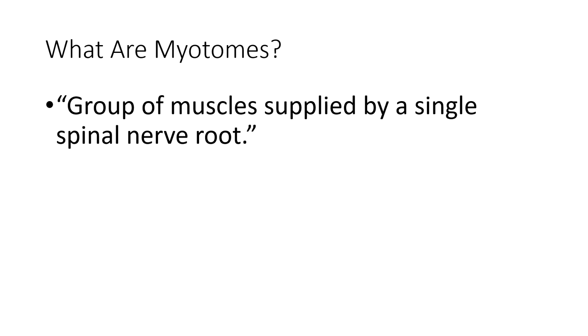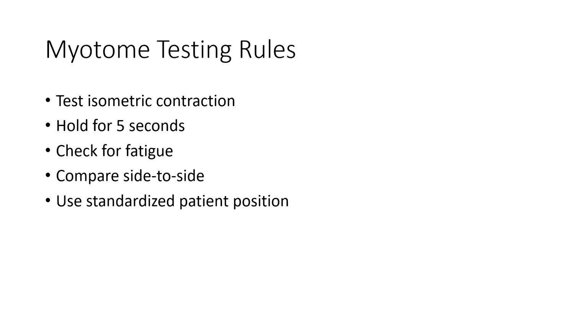So what are myotomes? Myotomes are a group of muscles which is supplied by a single spinal nerve root. This group of muscles supplied by the single spinal nerve root is what is called myotomes. How are we going to do myotomal testing? We test for isometric contraction. We hold for 5 seconds, we check for fatigue in the patient, and we compare side to side. We compare right and left with each other, and we use standardized patient positions to do the test with the isometric contraction.